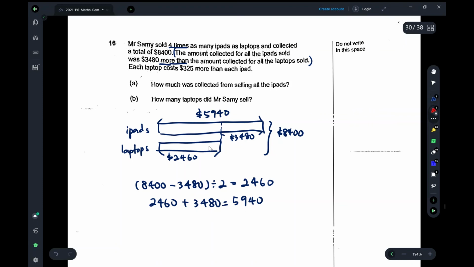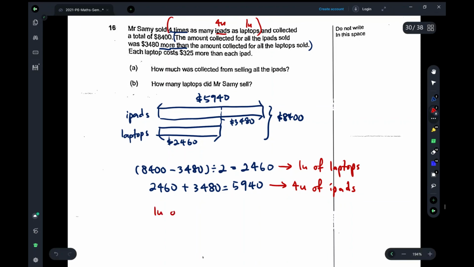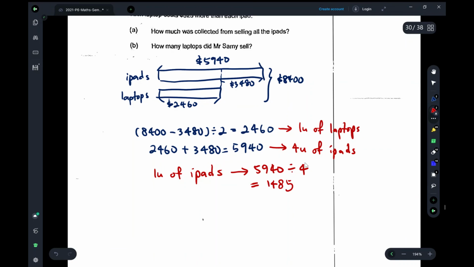Now, this amount spent on laptops is for how many units of laptops? iPad has 4 units, laptop has 1 unit. This is the relationship we got. So this is for 1 unit of laptops, whereas this is for 4 units of iPads. Okay? We have to compare 1 unit of iPads with 1 unit of laptops. So in order to do that, since we know that 4 units of iPads is 5940, 1 unit of iPads would be 5940 divided by 4, 1485. So 1 unit of iPads costs much less than 1 unit of laptops.